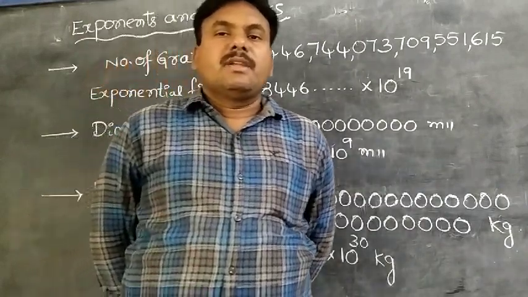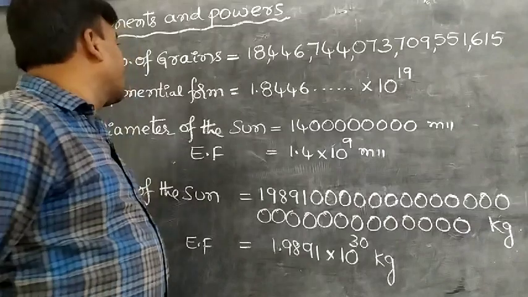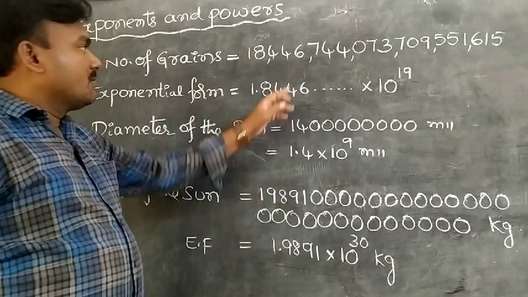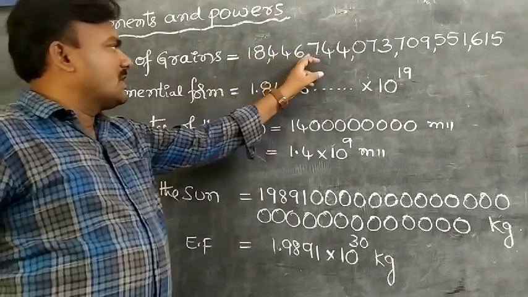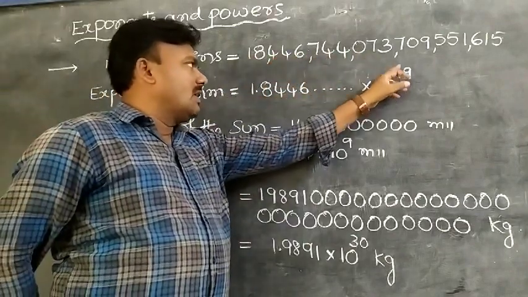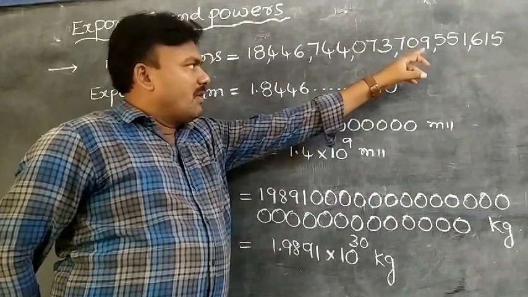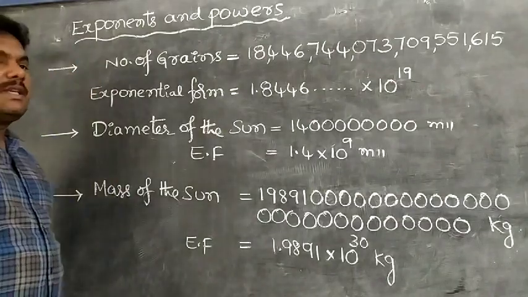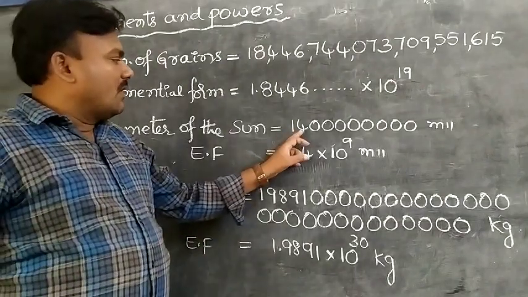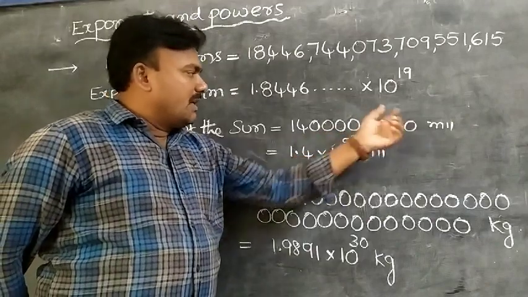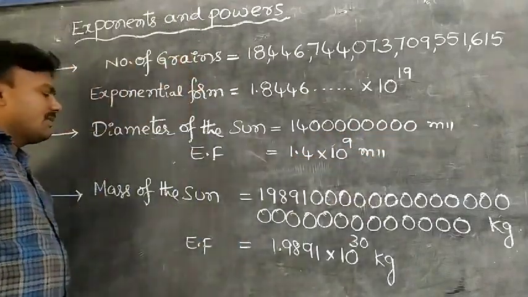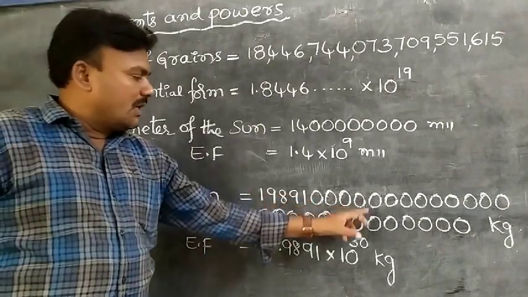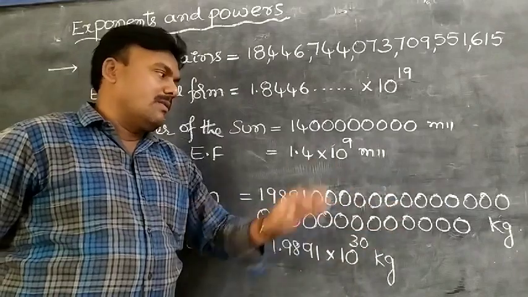Think yourself. Observe, students. The total number of grains in 64 boxes is 184467400737095516115. And also, observe the diameter of the sun: 1480 meters. Next, the mass of the sun is equal to 19899, with 26 zeros in all, kilograms.